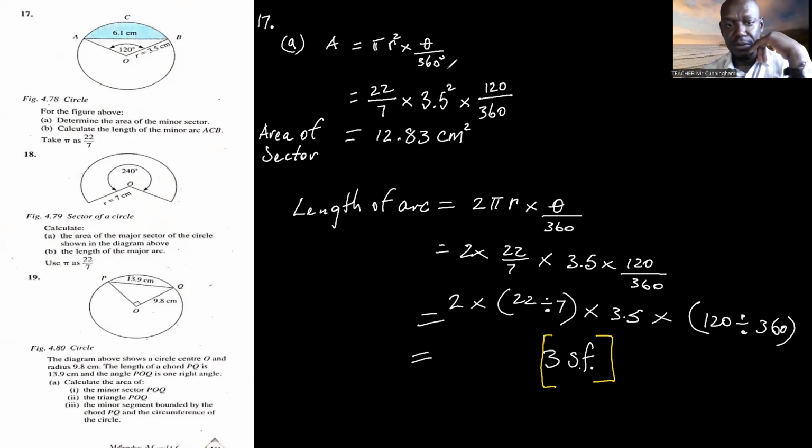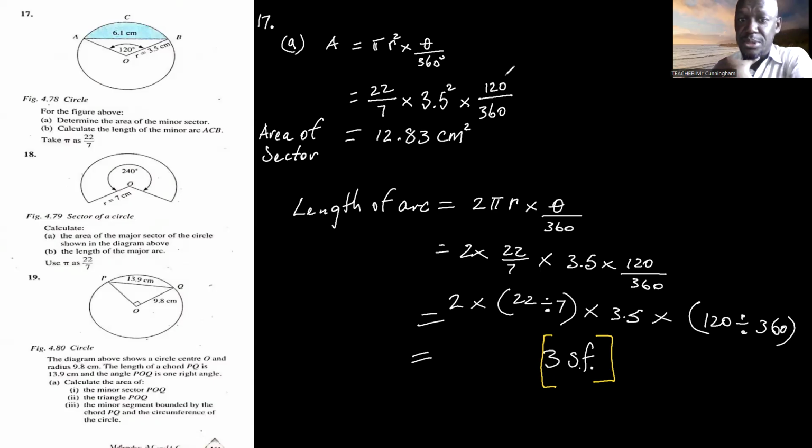Tyrese, you too. You gave me an answer to 3 decimal places. I asked for 3 significant figures, so you have to count your whole number. Garcia, correct. Yedaya, correct. Kyla, correct.